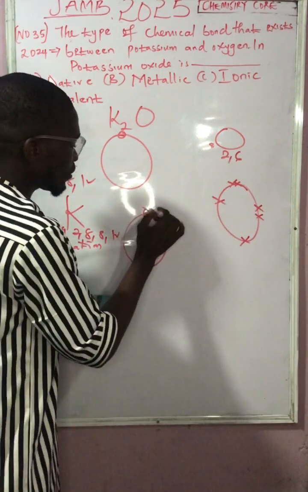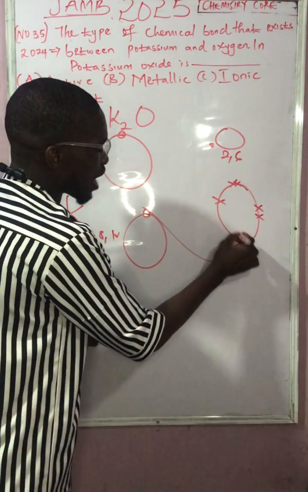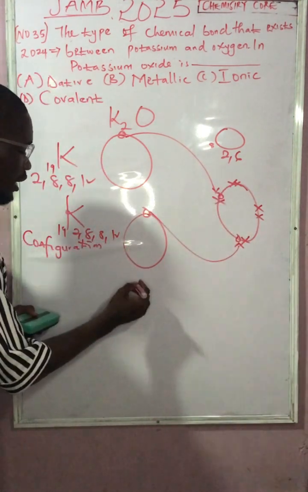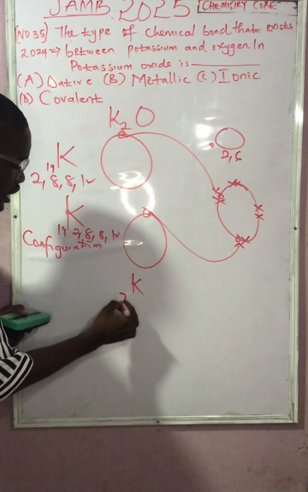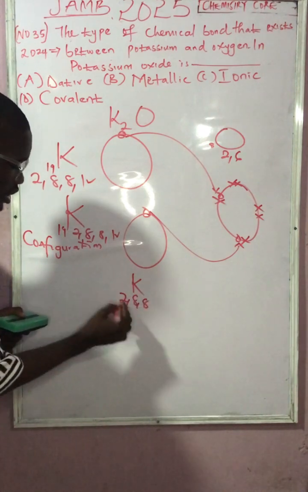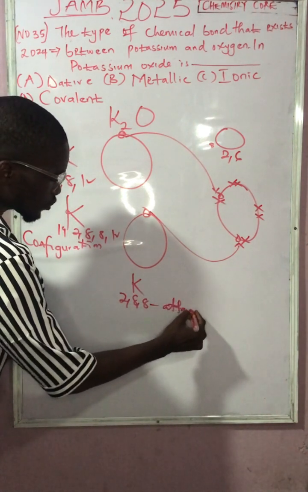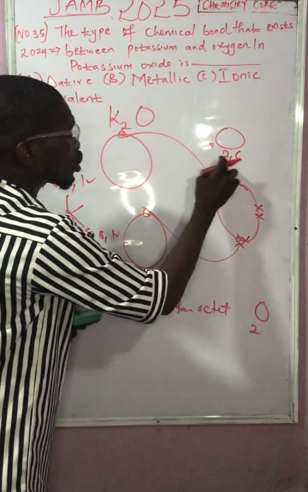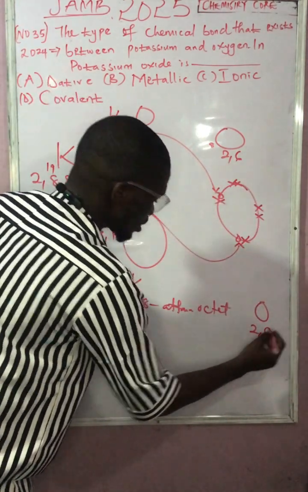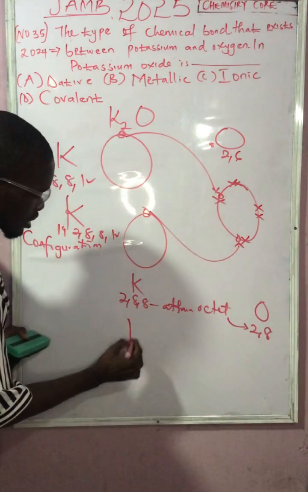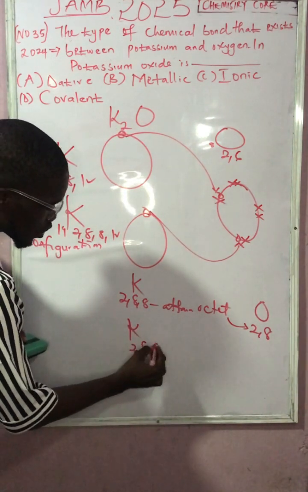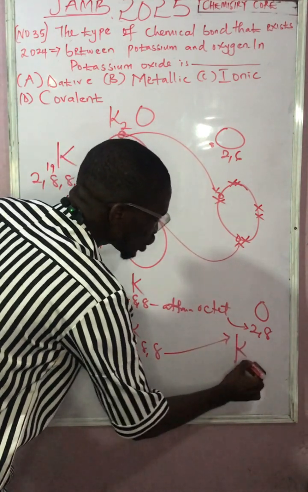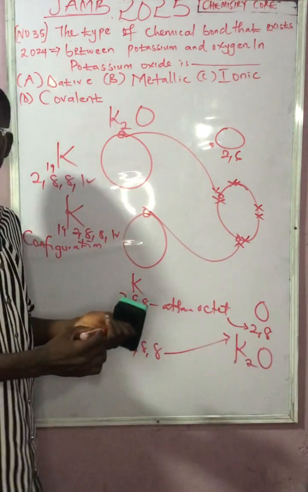So guys, if this one is being transferred to this, we're having this, and this is being what? Transferred to this, we have this. So in a nutshell, the first potassium is left with 2, 8, 8, and attains octet. Oxygen from 2, 6 is now what? 2, 8. Also as well attains octet. The second potassium, 2, 8, 8. So this will give us what we call potassium oxide.